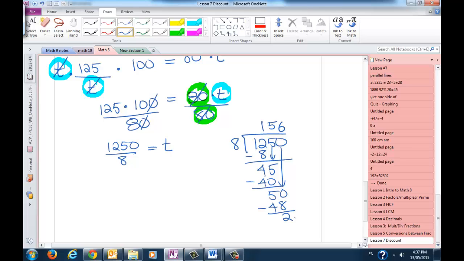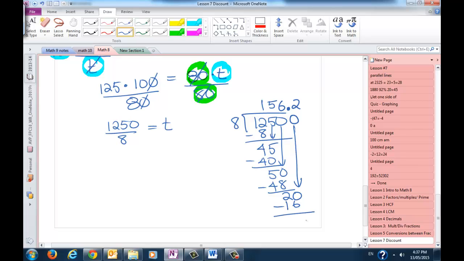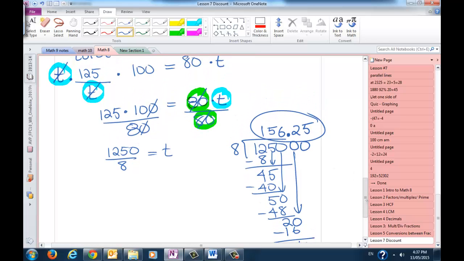We want to keep going because when we have money, it has 2 decimal places. So I'm going to put a decimal in, I'm going to drop a 0 in here, and I'm going to pull my 0 down. And 8 goes into 20 twice, and that's 16. And when I subtract these, I get 4. And I'm going to do it again. I'm going to bring a 0 down, and 8 goes into 40 5 times, and that's exact, and when I subtract these, I get 0. So it's exactly $156.25.